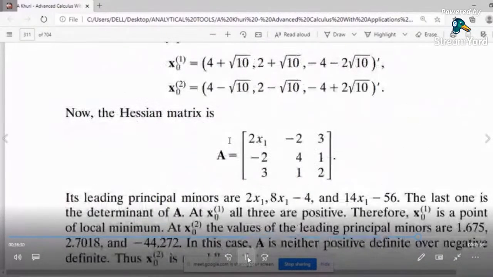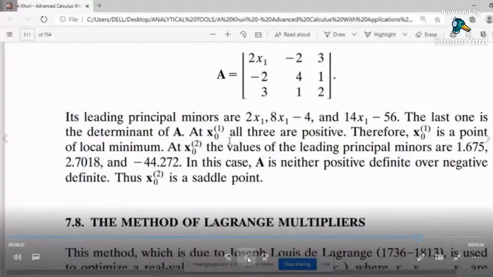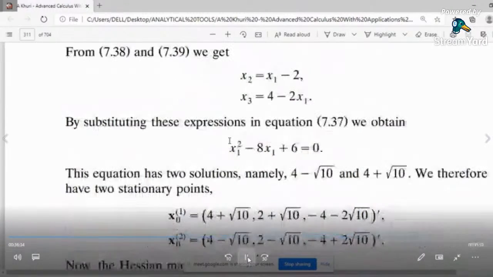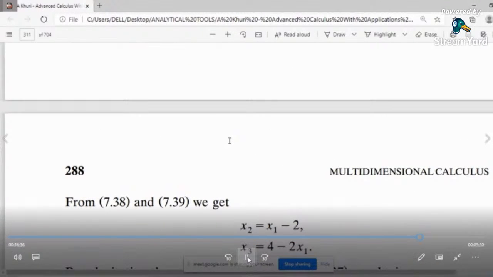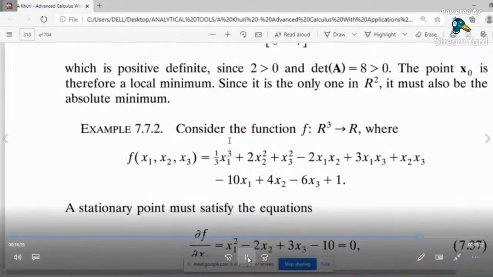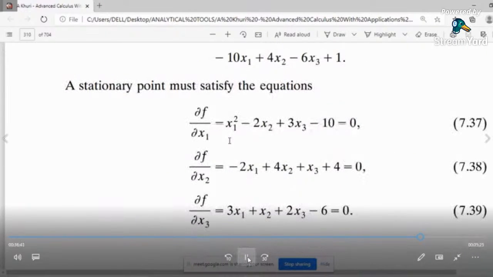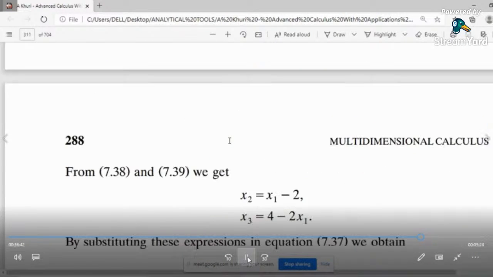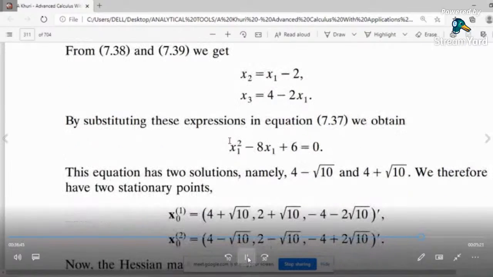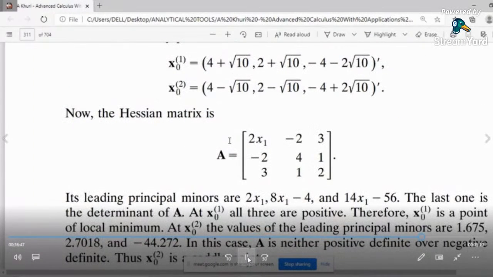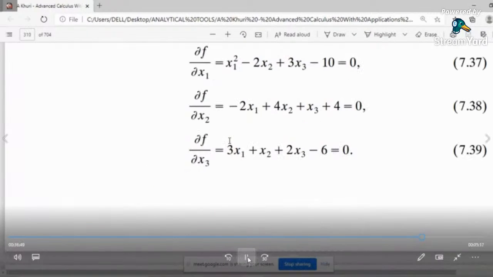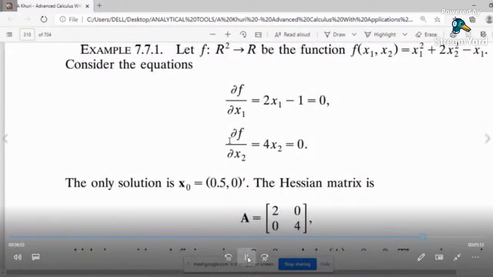Any one of you can take these examples as seminars. This is an example for identification of stationary points. So one of you can study this example and these two examples and discuss.